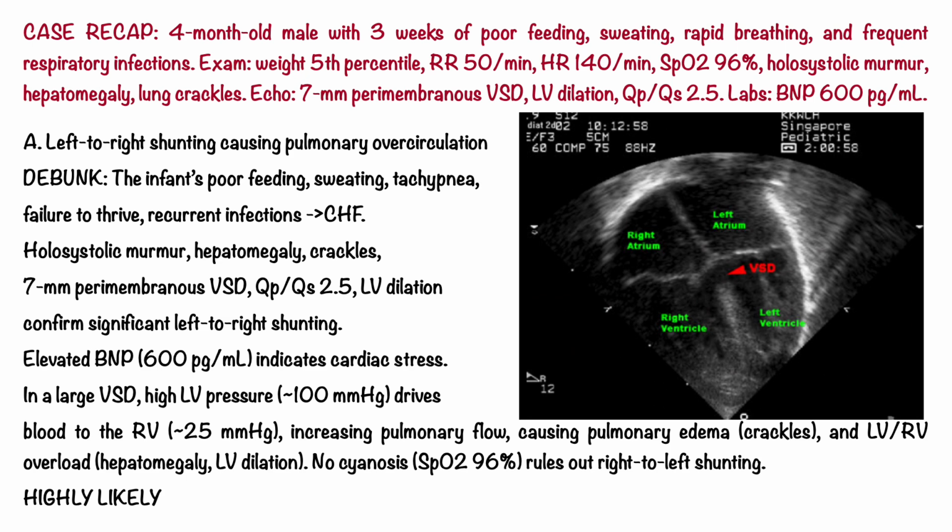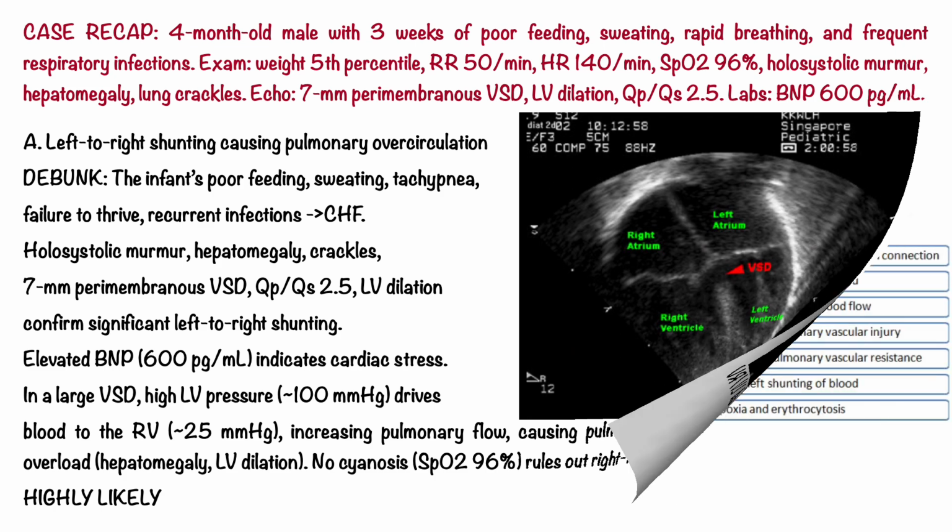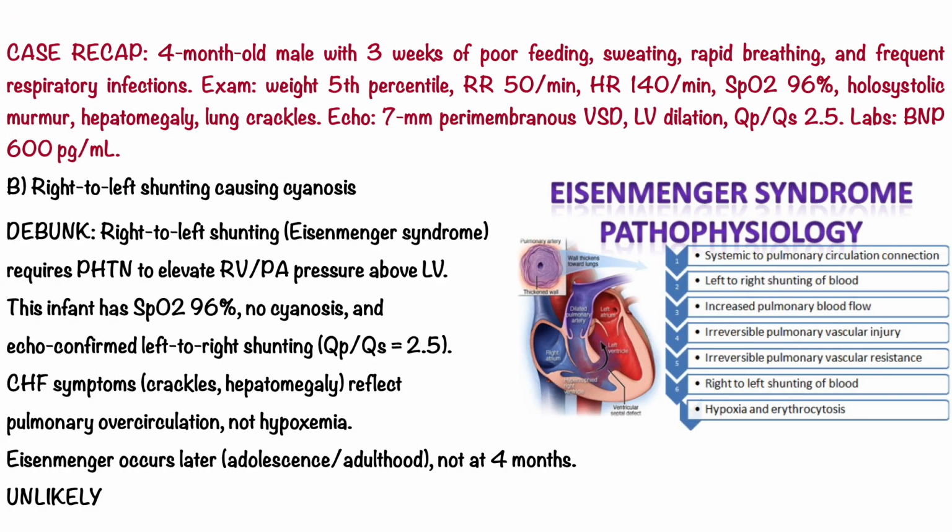In a large VSD, high LV pressure of 100 mmHg drives blood to the RV, which is at 25 mmHg, increasing pulmonary flow, causing pulmonary edema, that is crackles, and also right ventricular and left ventricular overload, hepatomegaly, and LV dilation are due to that reason. And there is no cyanosis because there is an oxygen saturation of 96%, which rules out right to left shunting. So it is very highly likely that this is our diagnosis, but still let's tap into the second option. The second option is right to left shunting causing cyanosis.